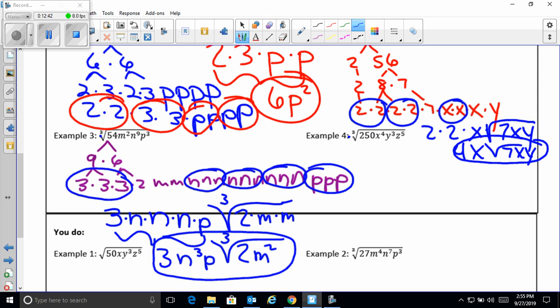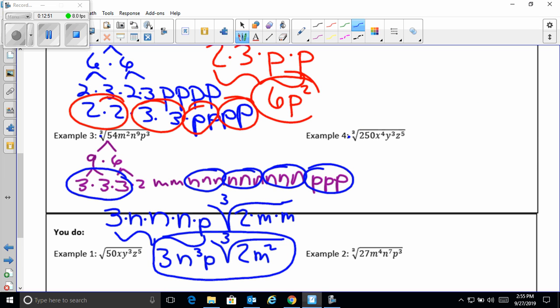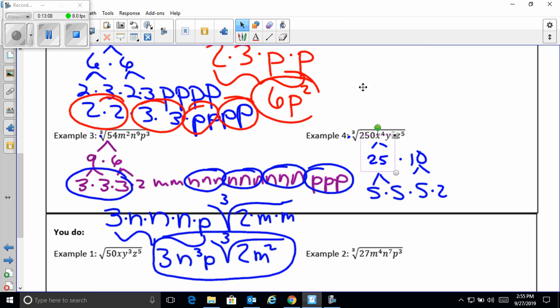All right, last example we're going to do together. So I need some space. 250 breaks down to 25 and 10. That's the one I think of. You might think of something else. And then 25 is 5, 5, and 10 is 5 and 2.